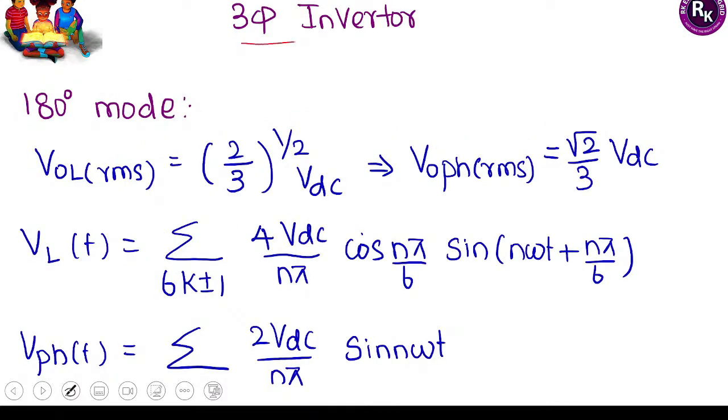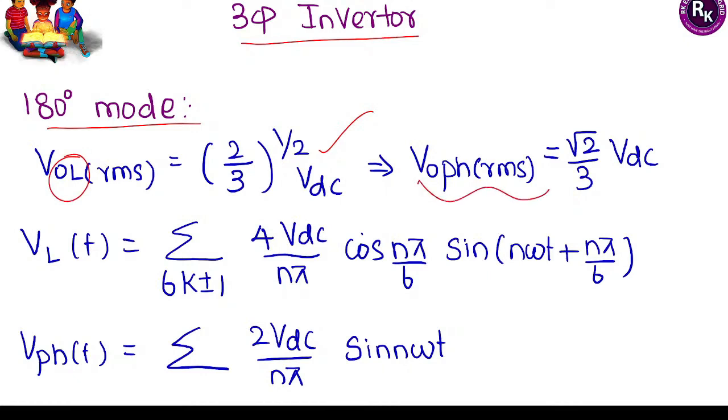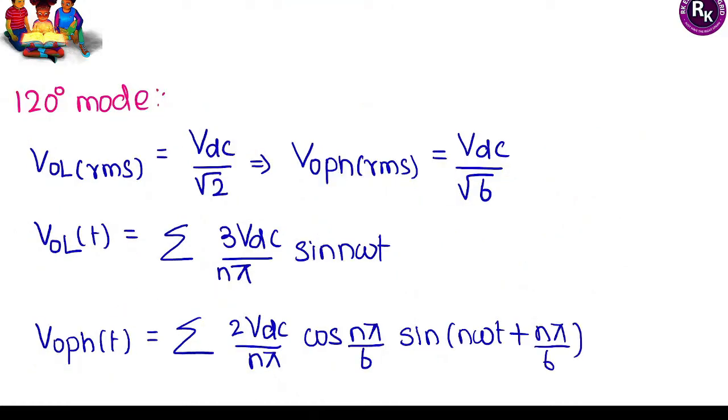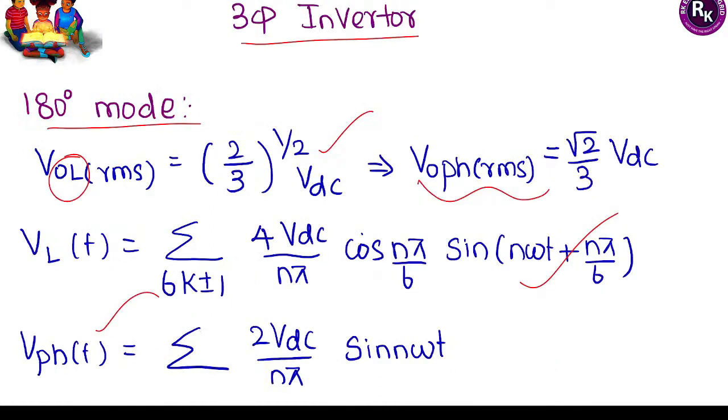Next, let us talk about three phase. In three phase, we have two modes, one is 180 degree, another one is 120 degree. For 180 degree, I wrote the output line RMS voltage V naught, and the output phase RMS voltage. This is the expression for line voltage including harmonics. This is the phase voltage expression, including the effect of RMS. This is the line voltage including harmonic effect, so this is called line maximum voltage.